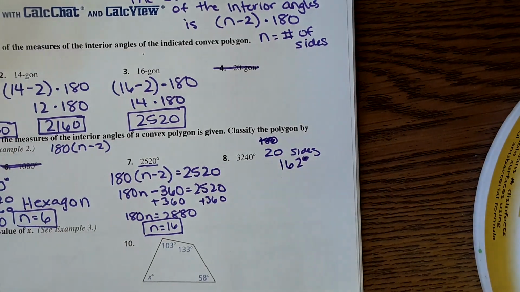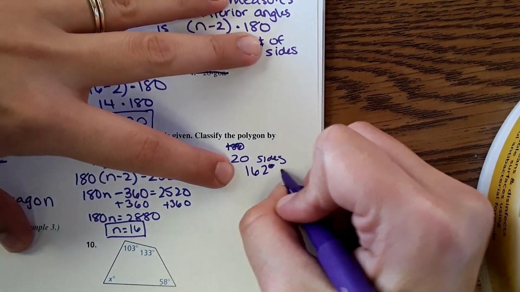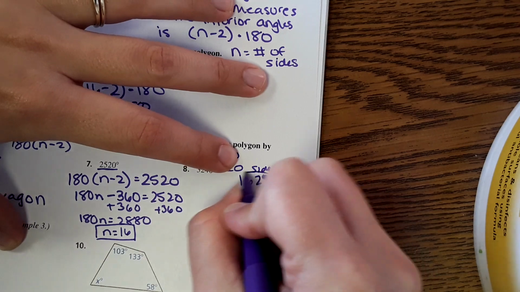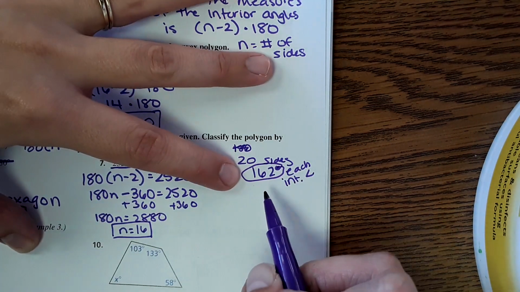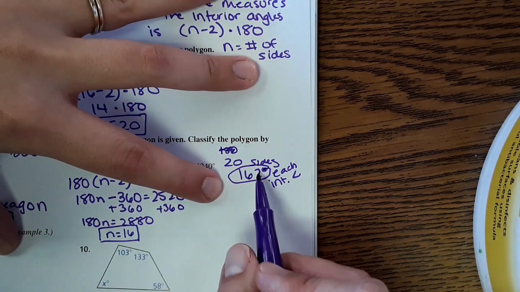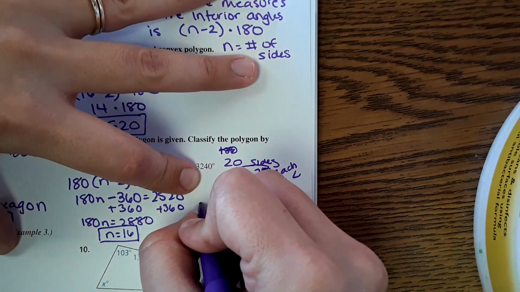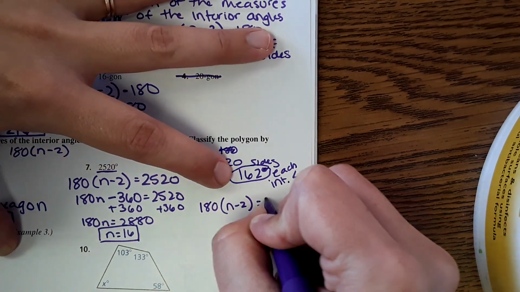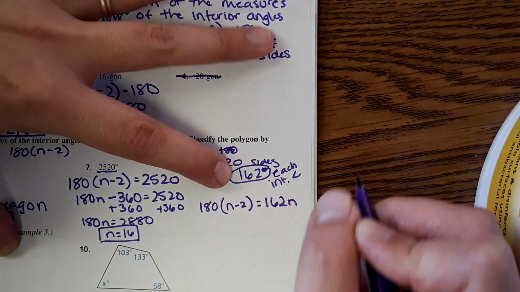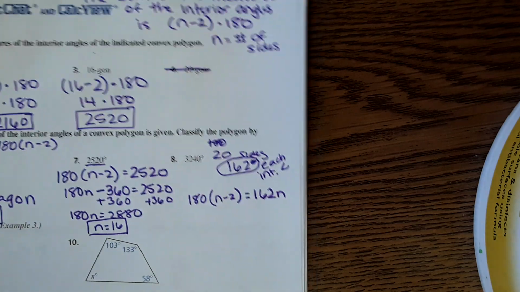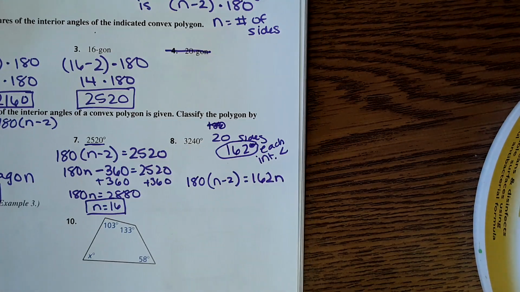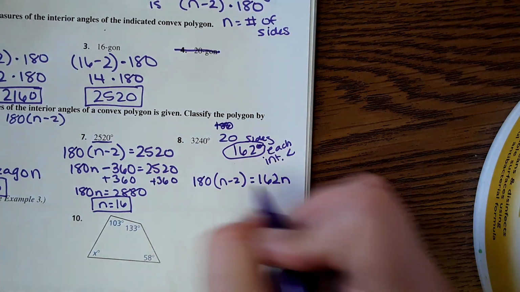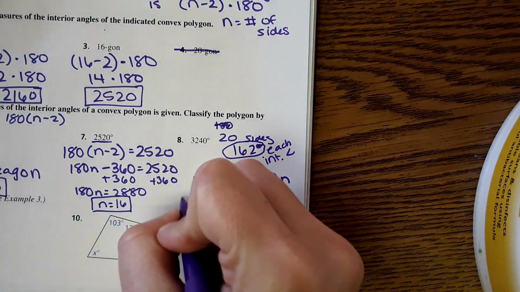So sometimes they say, okay, you have a polygon and each interior angle is 162 degrees. And then they want you to figure out how many sides it has. Well, for that, you would use the same calculation here and put it equal to 162 times the number of sides, because that would give you the sum. And then you would solve this for the number of sides. So then just distribute.